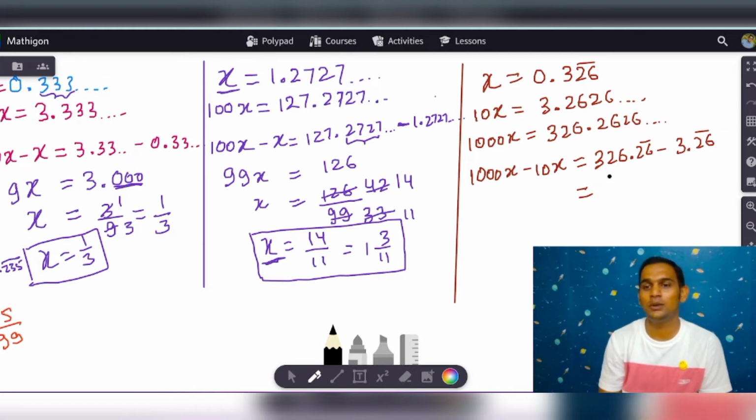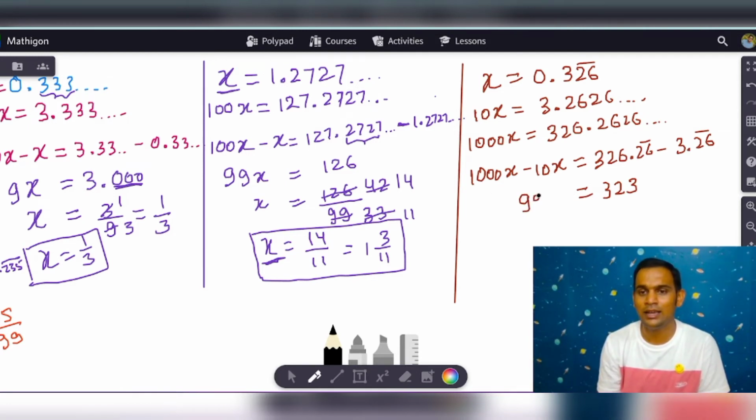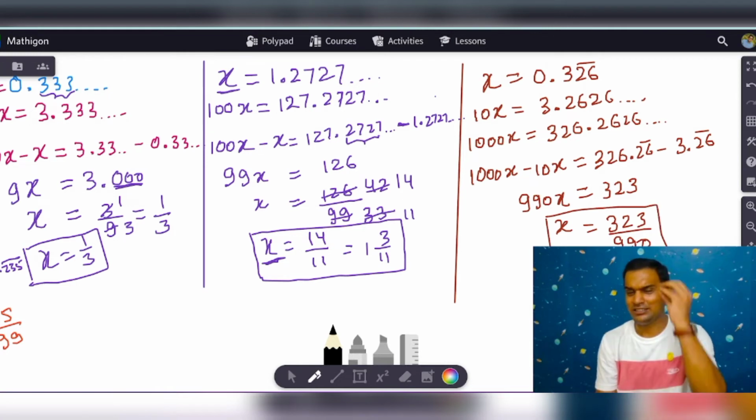326 minus 3 gives us 323. 1000 minus 10 is 990x. So x will be 323 divided by 990. I hope this was pretty much interesting and you had to use your brain a lot.